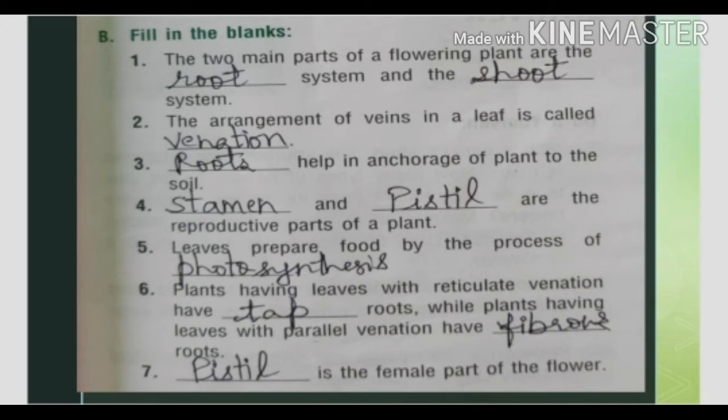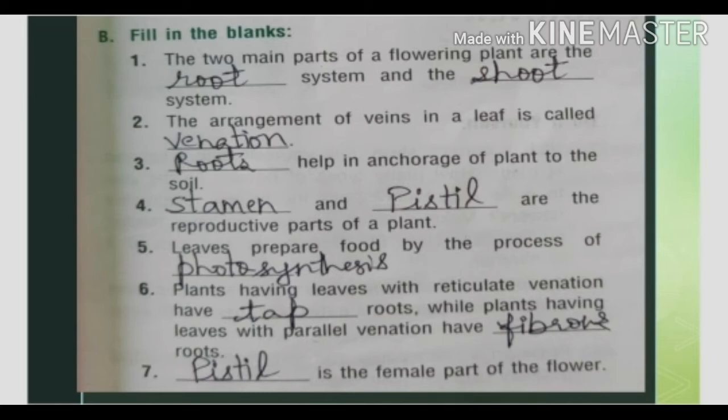Now question B, fill in the blanks. First is, the two main parts of a flowering plant are the dash system and the dash system. Answer is root system and the shoot system. Second is, the arrangement of veins in a leaf is called dash. Its answer is venation. Third question. Dash help in anchorage of plant to the soil. Its answer is roots.